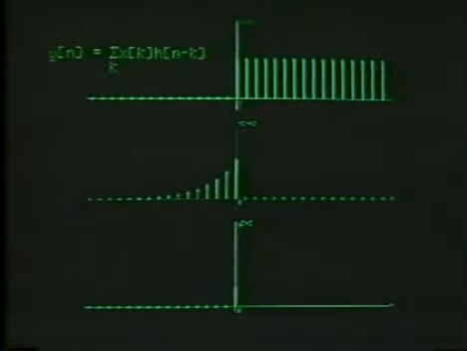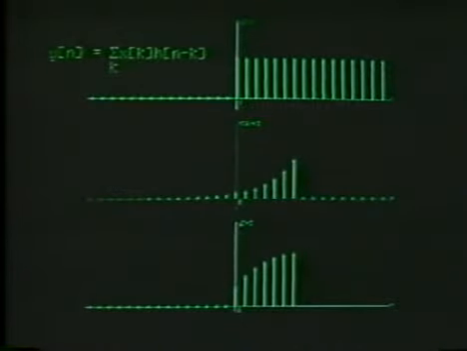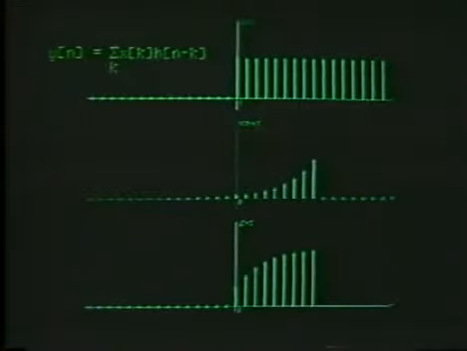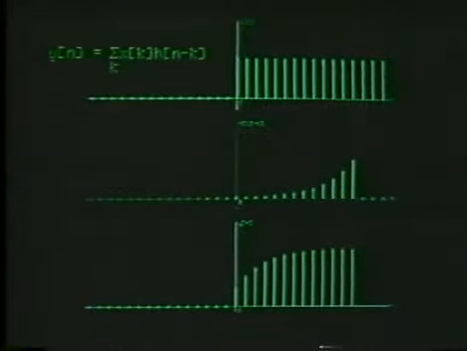Now, as we shift further to the right, corresponding to increasing n, we will accumulate more and more terms in the sum, and the convolution will build up. In particular, for this example, the result of the convolution increases monotonically, asymptotically approaching a constant, and that constant, in fact, is just simply the accumulation of the values under the exponential.